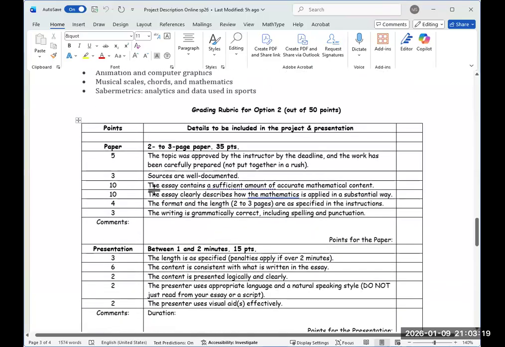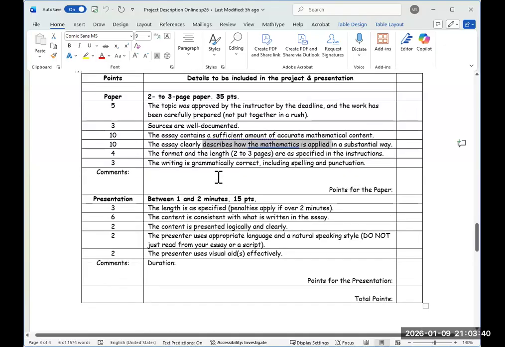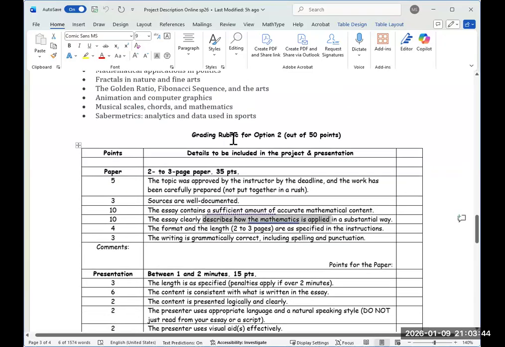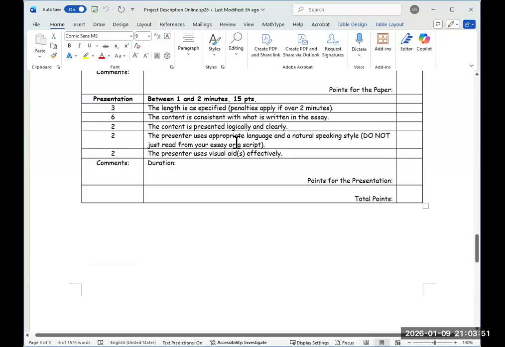And as long as you have, let's see, look at this rubric for option 2. The essay must contain a sufficient amount of not just mathematical content, but accurate mathematical content. And the essay clearly should describe how the mathematics is used, applied in a substantial way. All right, so if you think you can do this, option 2 may be a good one for you. All right, again, pay attention to this grading rubric for option 2 if you choose to go with that option.